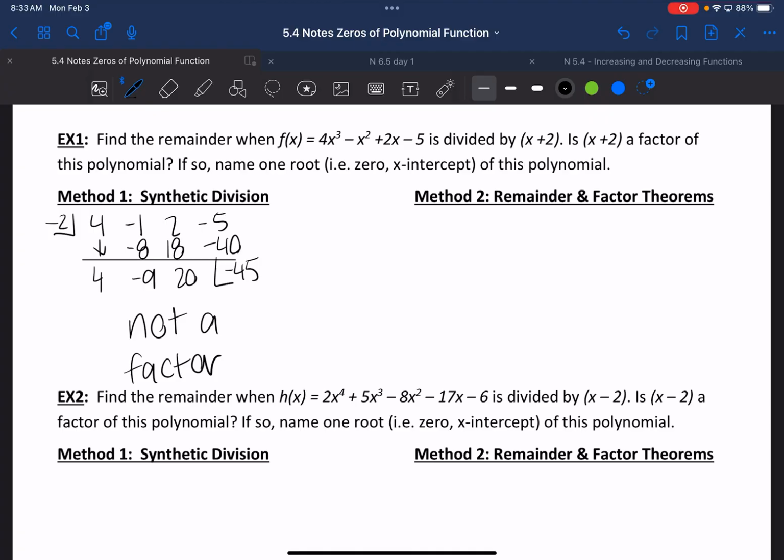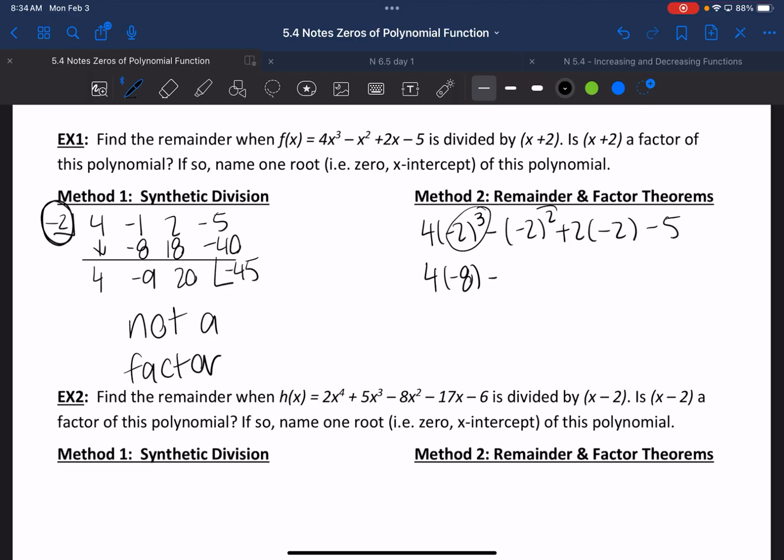Okay. We also can find this by using method 2, which is the remainder and factor theorem, where I can just take the factor, substitute it into the equation, and see what happens. So if I did that, we're plugging in, remember, -2. So I'd have 4 times -2 cubed minus -2 squared plus 2 times -2 minus 5, right? Okay, so order of operations would tell me I should simplify what first? The exponents. Okay, so we've got one here. What is -2 to the third power? Right. So we'll have 4 times -8.